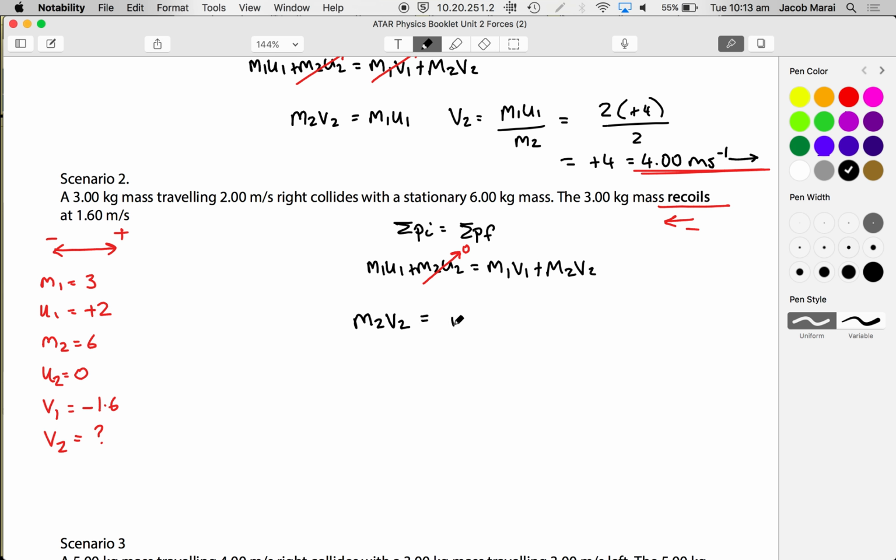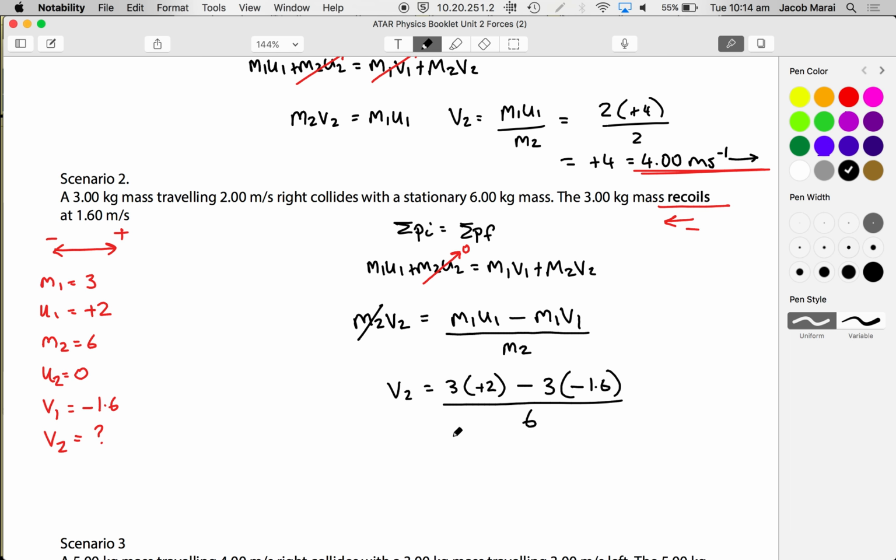M2V2 equals M1U1 minus M1V1. I've just rearranged for M2V2 on its own, and then I'll divide both sides by M2. And so V2 equals, now, let's be careful here. This is where students make mistakes. They forget the direction of stuff. It's the same thing, minus 1.6 over 6. Okay?